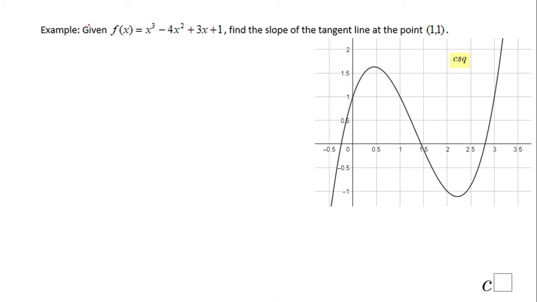In this example, we have a function given. We need to find the slope of the tangent line at the point (1, 1). So I'm going to go, you remember in the previous picture, close to 1. So I'm going to start at 1.5. The first thing I'm going to do, I'm going to evaluate the function at 1.5, which means you replace x with 1.5 and you're going to get negative 0.125.